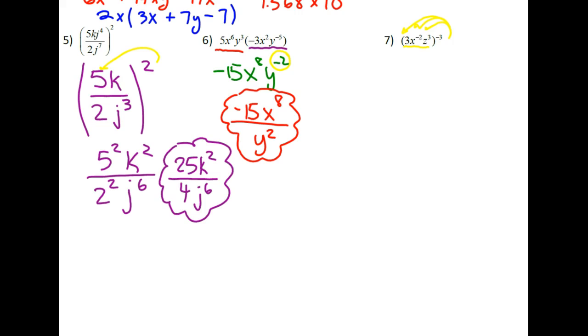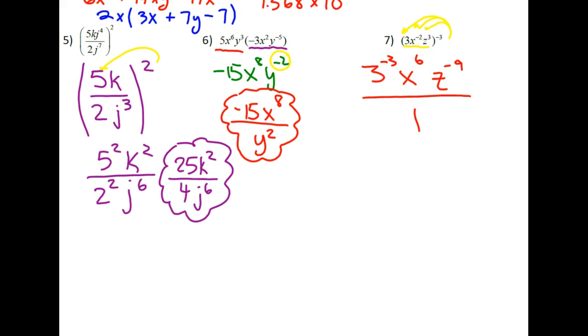So here we go. We have 3 to the negative 3rd power. X to the negative 2nd to the negative 3rd. When you multiply those, you get negative 2 times negative 3, which is 6. And z to the 3rd to the negative 3rd. So 3 times negative 3 is negative 9. Okay, that stuff is really all over 1.